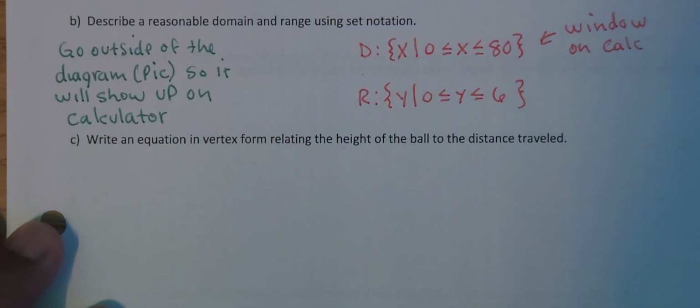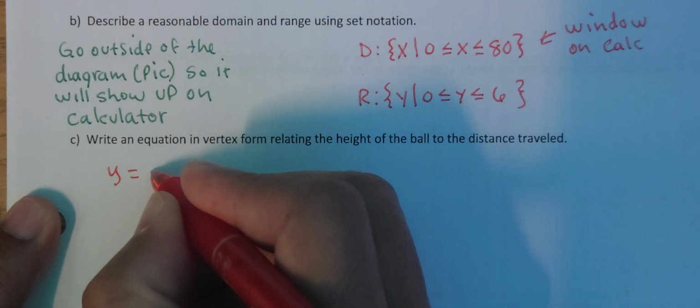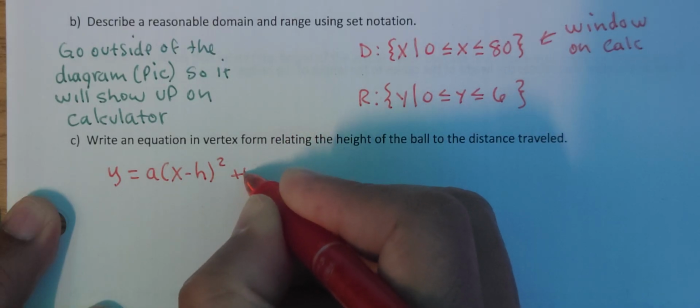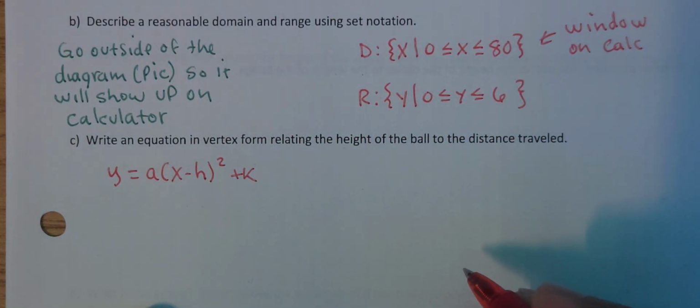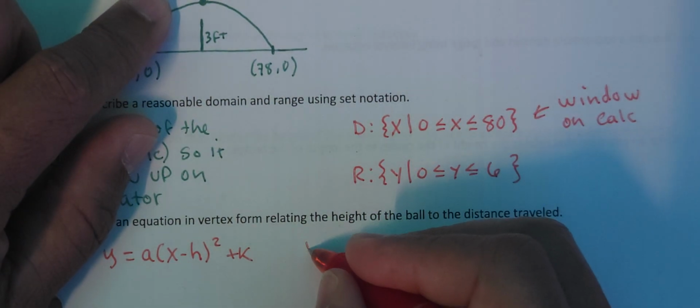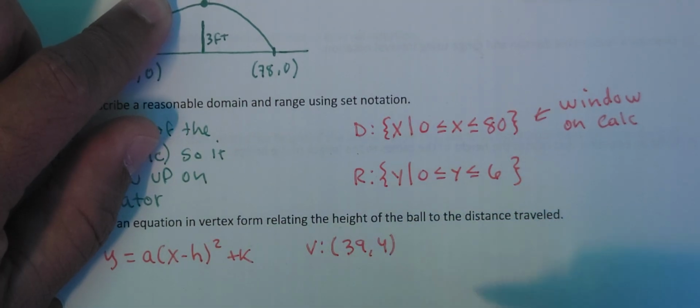Okay, so for this one, I'm going to use this formula, which is the vertex form quadratic, y equals a times (x minus h) squared plus k. Then I know the vertex point is this one here. So this is the vertex point. So the vertex has coordinates of 39, 4.